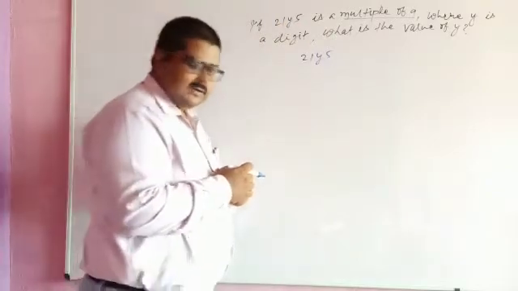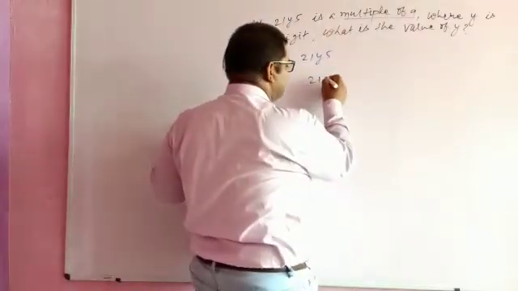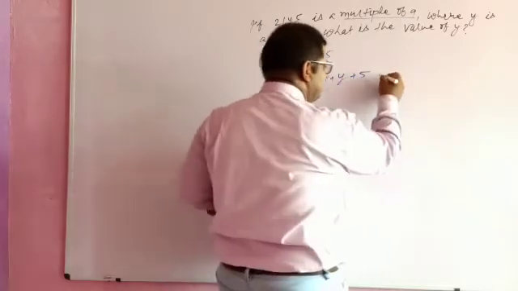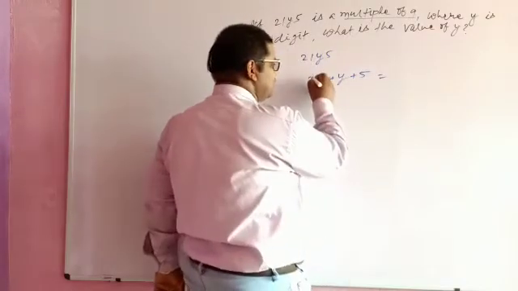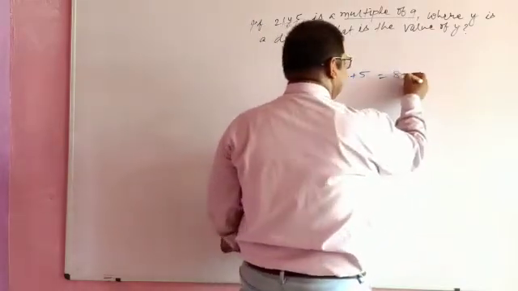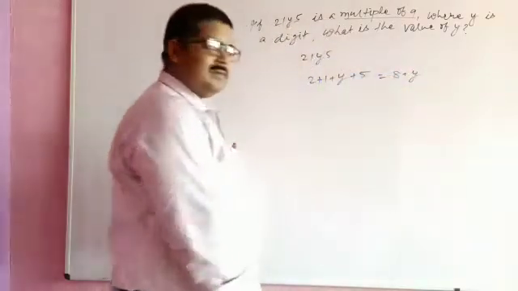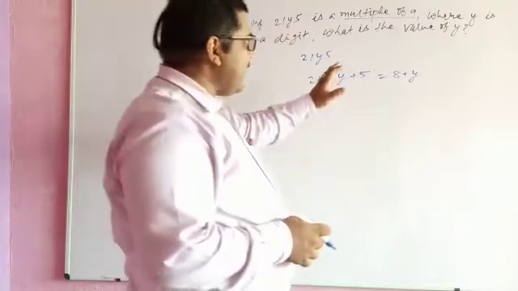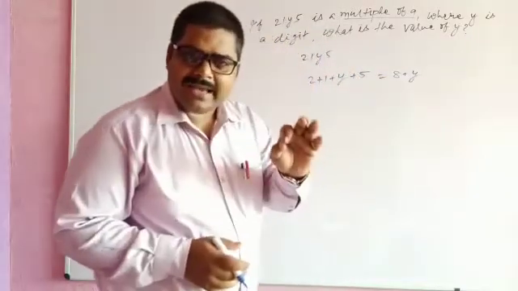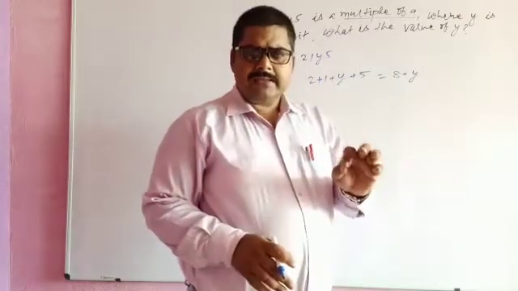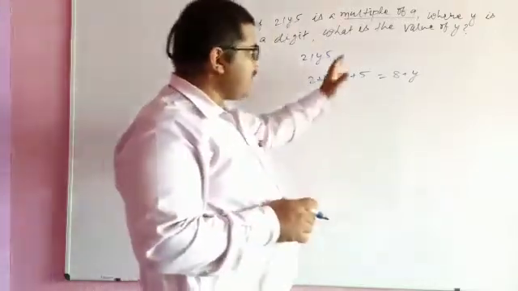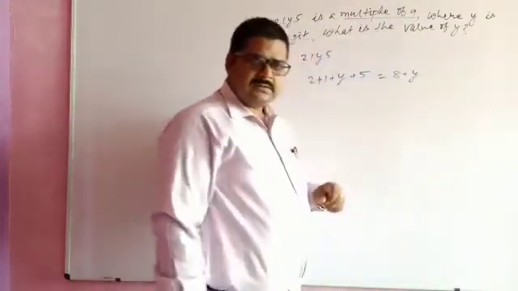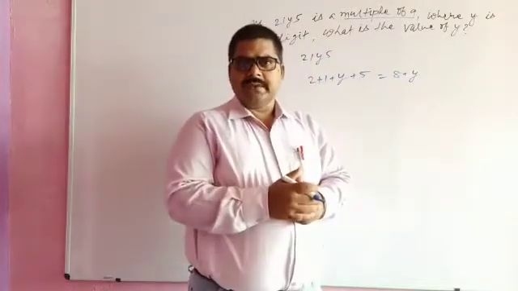What does it mean? It means 2 plus 1 plus y plus 5 is equal to how much? You can just see that it is 8 plus y. My dear student, now it has been given that y is a digit. It is not a variable. Y is a digit. Then what is the value of y in this case? If y is a digit, then what value is possible?